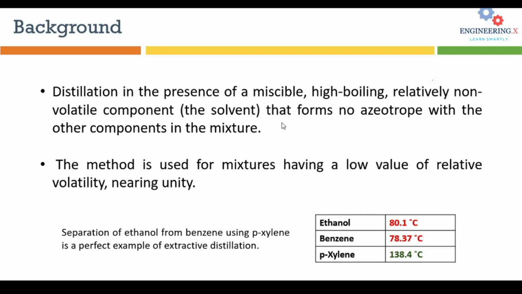In this technique, we add a third component apart from the separating main component, which is actually a miscible and have a high boiling point and relatively non-volatile component, and we call it a solvent or an entrainer in extractive distillation terms. And this newly added component should not form any isotrope with any other component in the mixture. So this technique is called extractive distillation, and usually this method is used for the mixtures which have a very low relative volatility value.